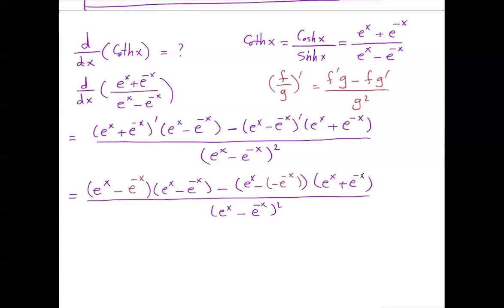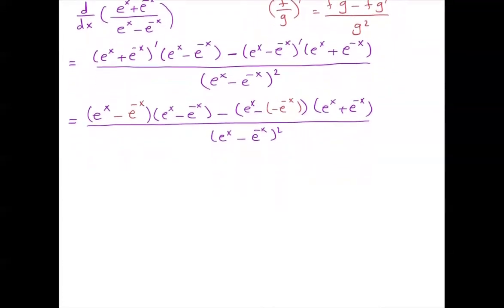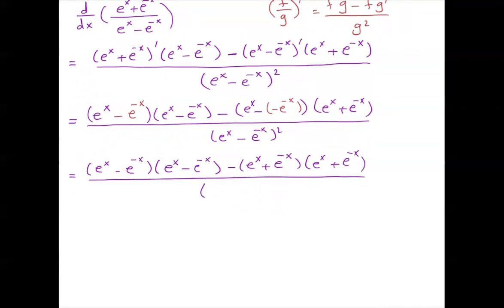Perfect. So let us move this up a little bit so we have enough space. This in turn is e to the x minus e to power minus x times e to the x minus e to power minus x, minus e to the x plus e to power minus x times e to the x plus e to power minus x. Okay. And don't forget the denominator. Very good. So let us do a little bit of algebra.